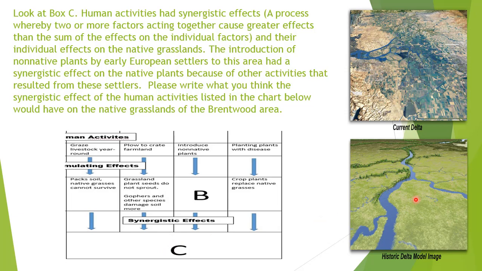So again, here's what the grasslands used to look like, a historical image, and this is what they look like now. So what was the effect of grazing, plowing, introducing non-native species, and planting plants with diseases? What did that do to the grassland area in this area?